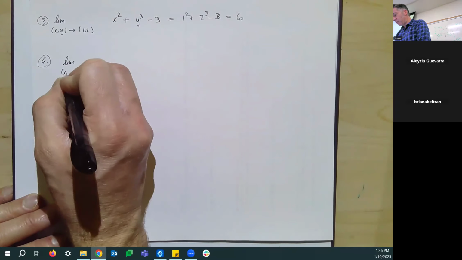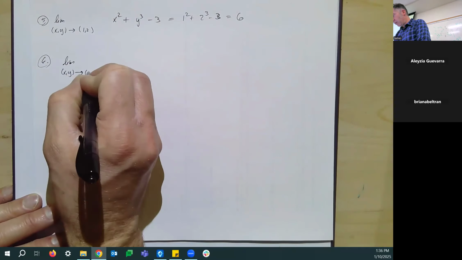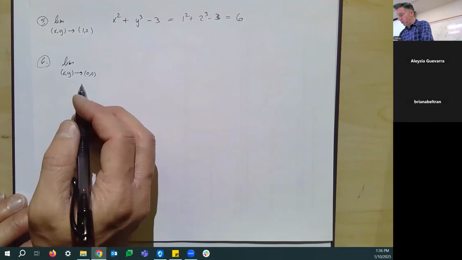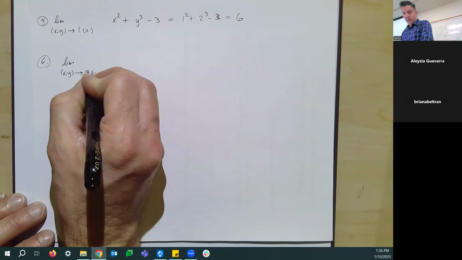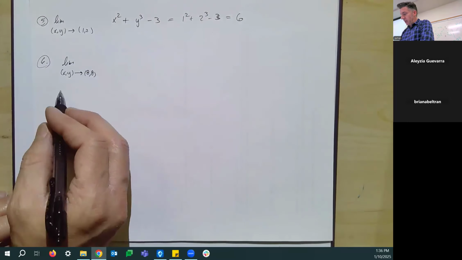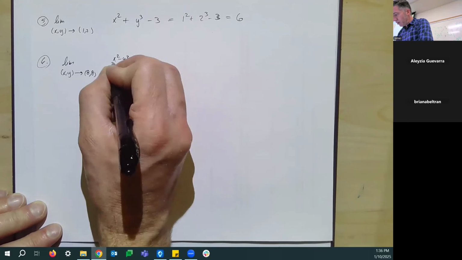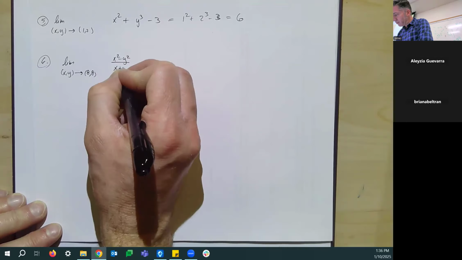Often, just like with 17a, we're going to be dealing with limits of a 0 over 0 nature. Sorry, I didn't mean to, I'm not approaching 0, 0 here, I'm approaching 8, 8. Sorry about that. The limit as x, y approaches 8, 8 of x squared minus y squared over x plus y.